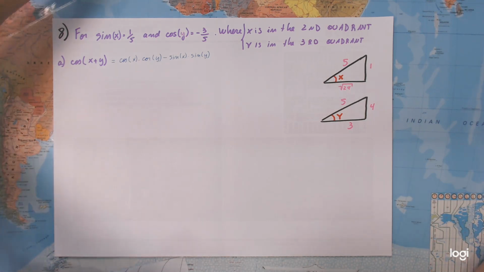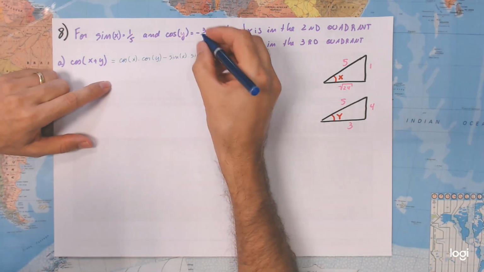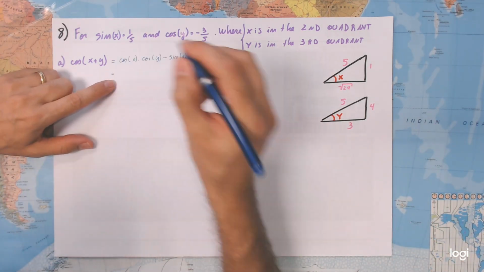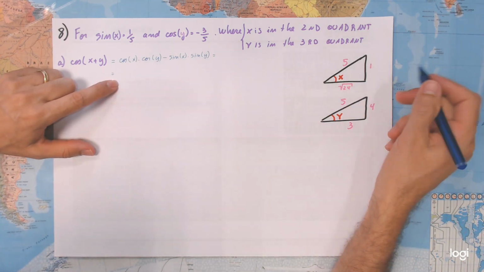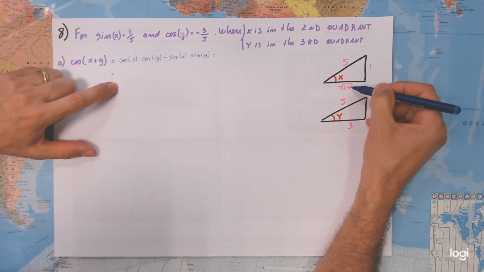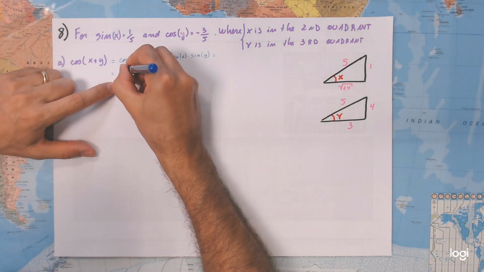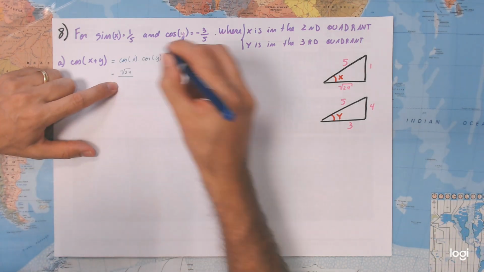Now we just have to plug in the numbers. Everything is here. Equals cosine of x. The cosine of x is square root of 24 divided by 5.